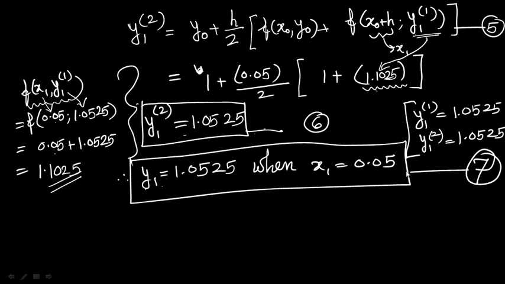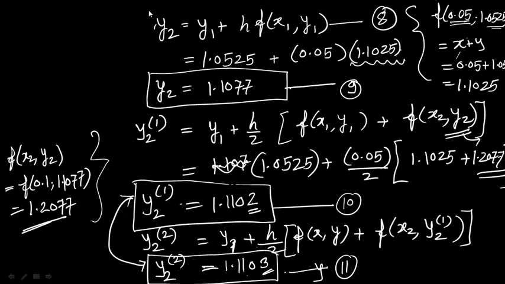After the first iteration, we get the y1 value for x1 equal to 0.05, but we have to find the value of y for x equal to 0.1. Therefore, now we start the second iteration. Here we make the changes in the formula: y2 equal to y1 plus h f(x1, y1). Now x1 is 0.05, y1 is 1.0525. We substitute this value in the second term of equation 8.